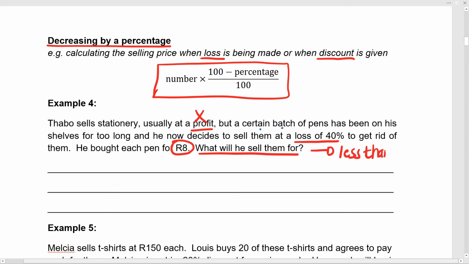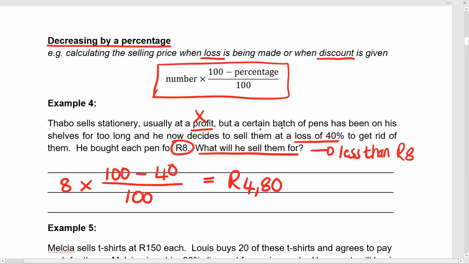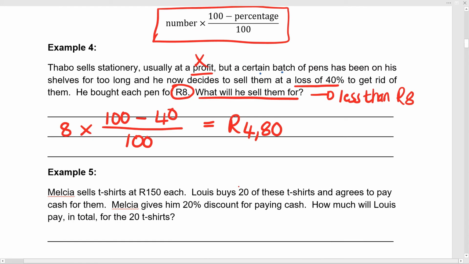So I'm doing a little bit of mental calculation as well. 40% loss, that's a lot. That's really quite a lot of money that he's losing. So we're going to take our 8 Rand. We're going to multiply by 100 minus the loss percentage over 100. Okay, plug that into your calculator. And you'll see you get to 4 Rand 80. Okay, so it's a lot less than 8 Rand, but as I predicted, it was always going to be a whole lot less. Let's look at another example.